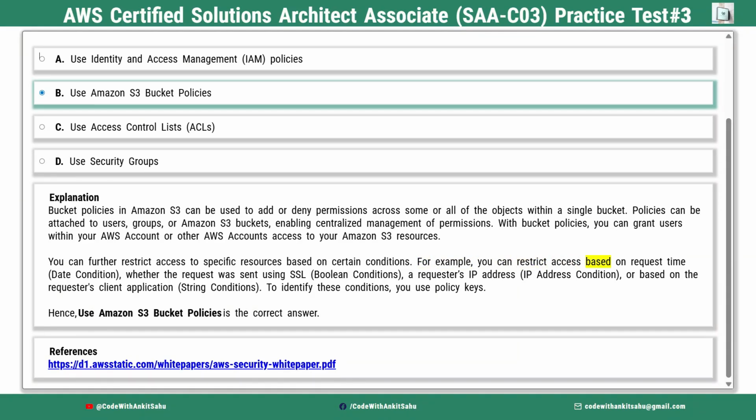For example, you can restrict access based on request time (date condition), whether the request was sent using SSL (Boolean conditions), a requester's IP address (IP address condition), or based on the requester's client application (string conditions). To identify these conditions, you use policy keys. Hence, use Amazon S3 bucket policies is the correct answer. References.